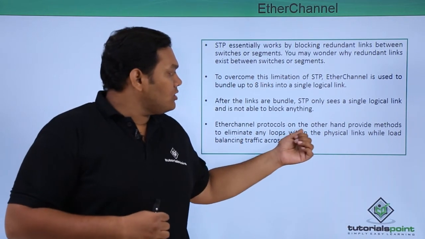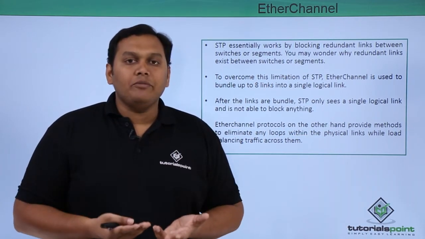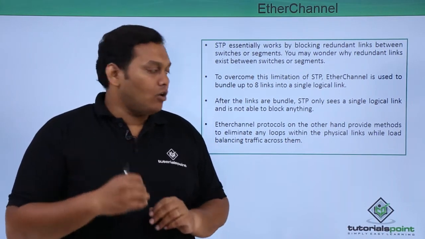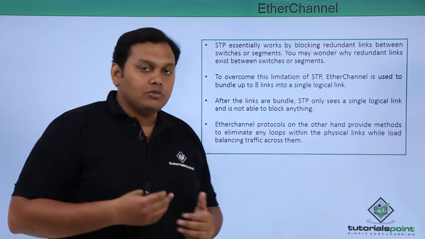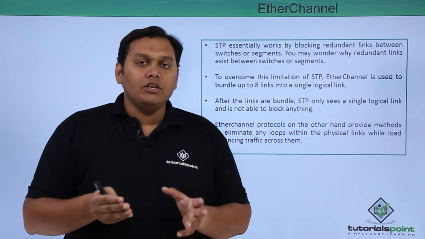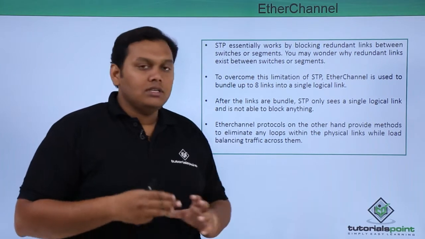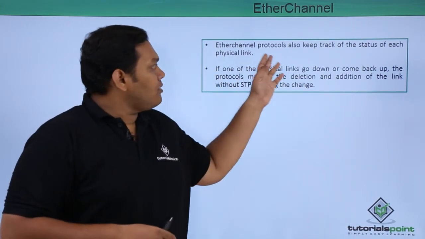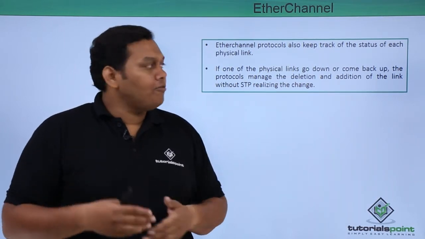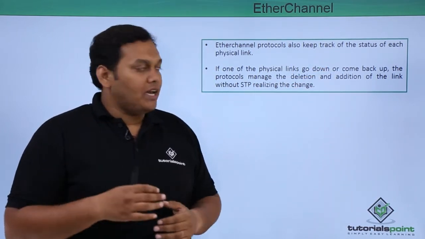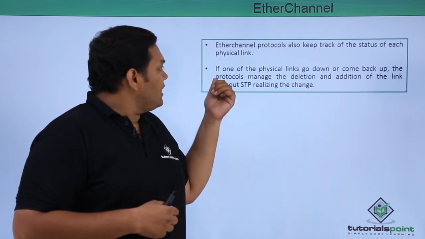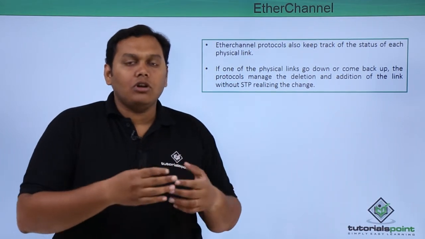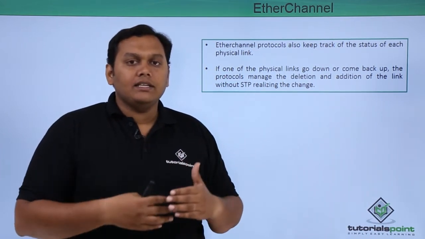Ethernet channel protocols, on the other hand, provide methods to eliminate loops within the physical links while load balancing the traffic across them. Ethernet channel protocols also keep track of the status of each physical link. If one of the physical links goes down or comes back, STP will not be informed, and without STP knowing, the Ethernet channel will again take charge.